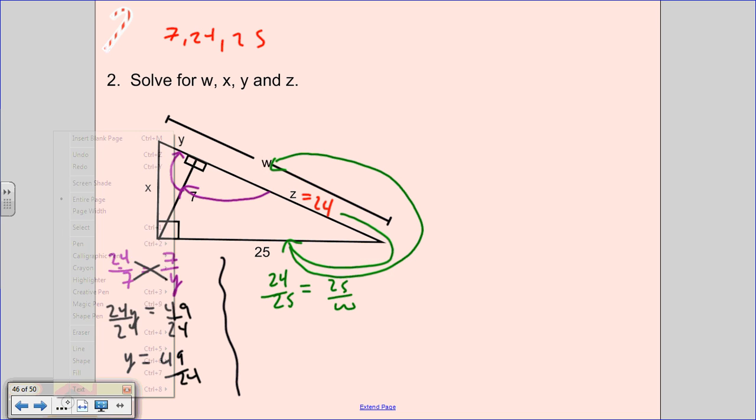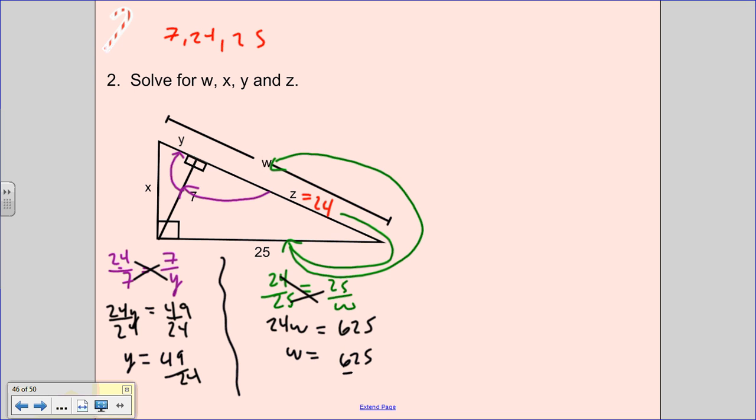So now I cross multiply. I'll get 24w is equal to 25 times 25, which is 625. Divide both sides by 24, so w is equal to 625 over 24. And I don't know of any other numbers other than 5 and 25 that go into 625. So I believe that's as low as it's going to go as well. These are just nasty numbers. My lord.